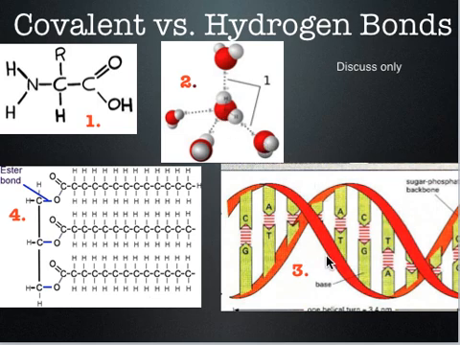Number 3 is a molecule of DNA. And these letters, C's, G's, T's, and A's, are the genetic code, which makes you different than any other organism on Earth. These red lines are hydrogen bonds. So the code is the letters, and the hydrogen bond is what joins those letters together.